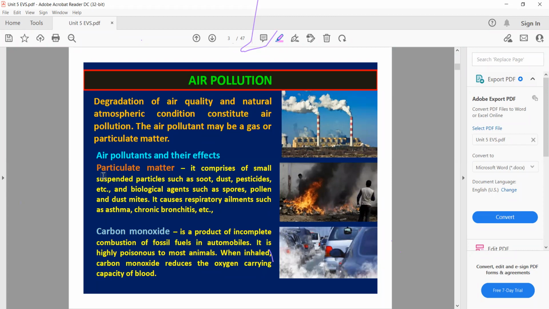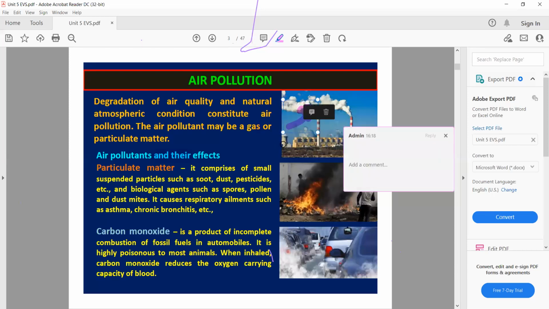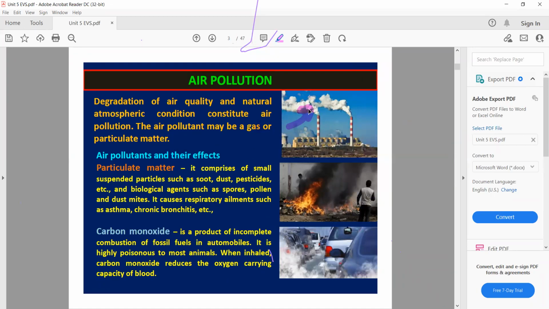Can you see this picture? This one here. A whole lot of gases are being given out here. This violet line, see? What is it? These are exhausts, huh? These are exhausts that are given out.